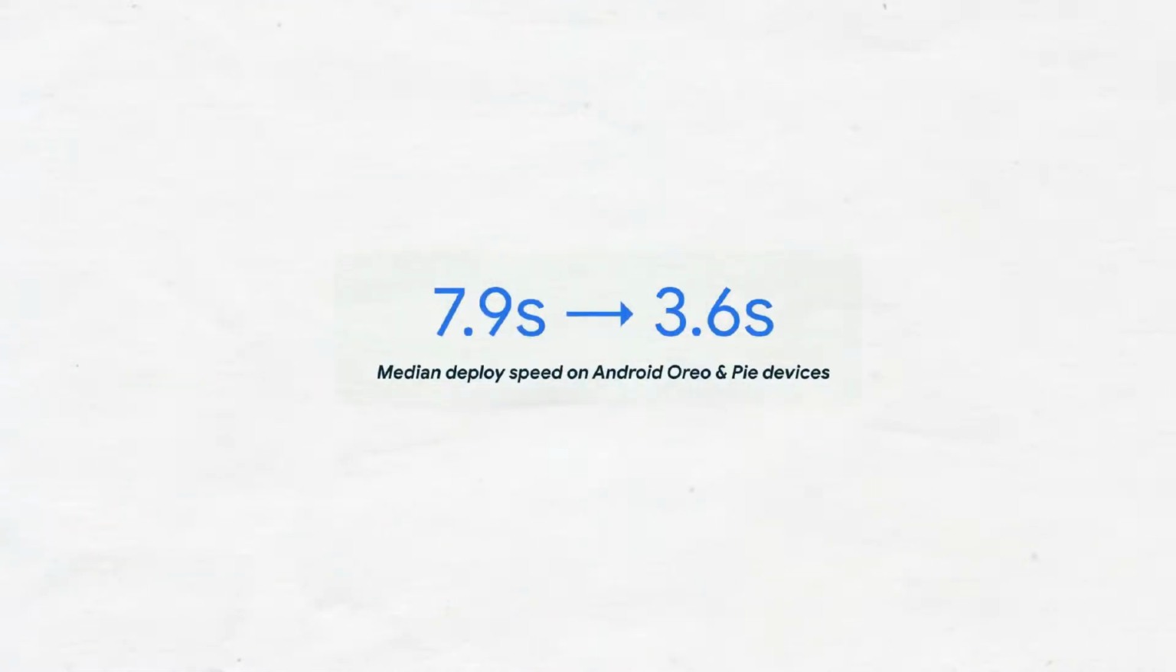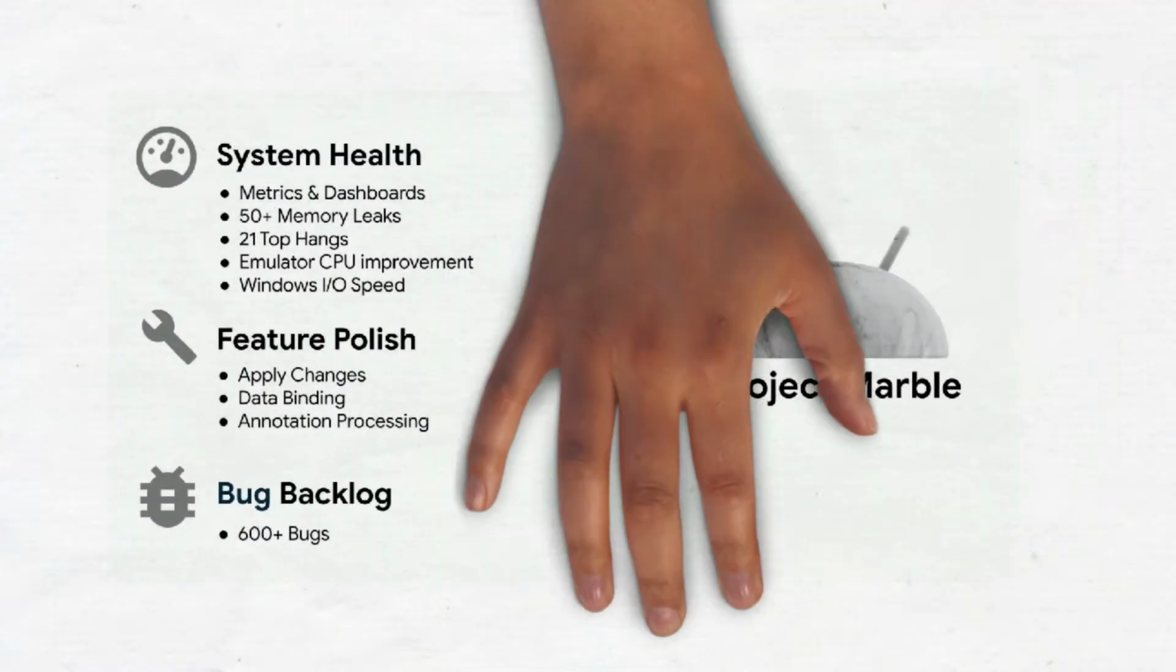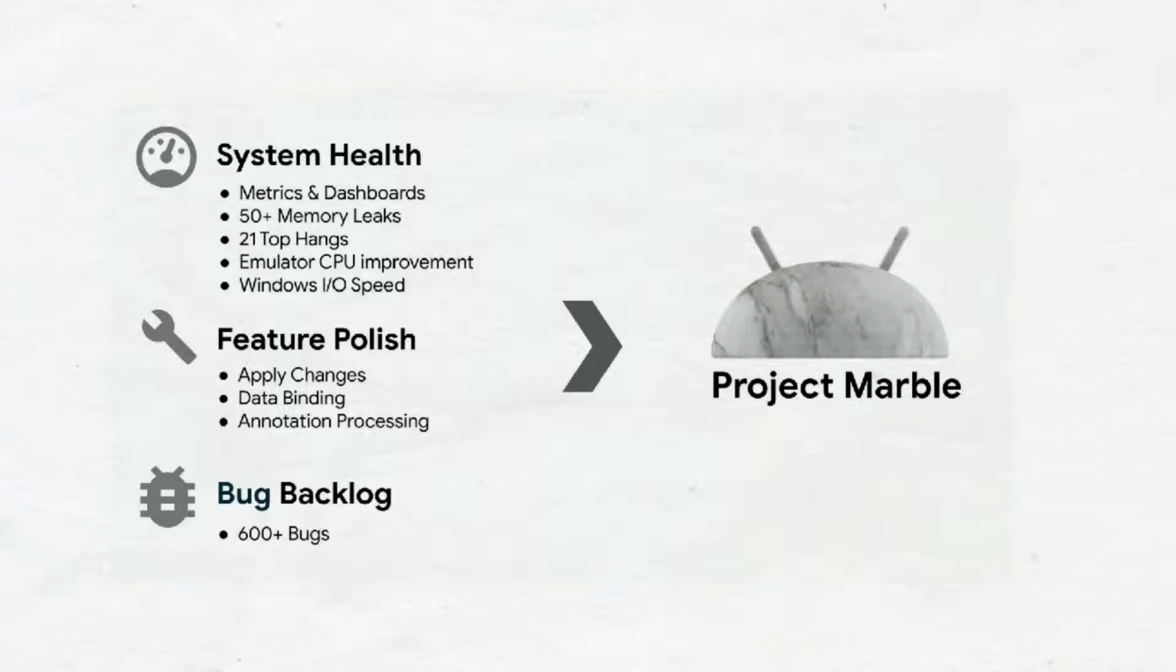Deployment speed is the time it takes for you to make a change in Android Studio and see it on a running device or an emulator. So the median before Project Marble was about 7.9 seconds and now it is about 3.6 seconds. And that was all around the feature called Apply Changes, which is nothing but Instant Run. So there were a number of improvements in Project Marble.